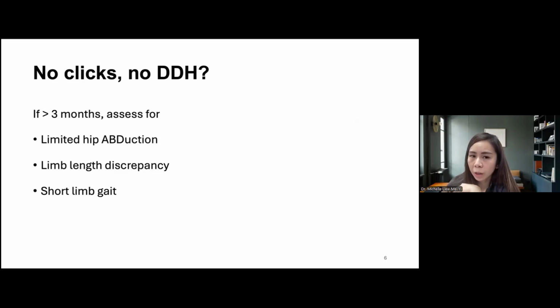So what if in your examination there's no click? Is it not DDH then? The Barlow and Ortolani tests are only valuable during the neonatal period, but they usually become negative by 3 months of age. Once the infant is more than 3 months, if the femoral head is subluxated or dislocated, the adductors and the flexor muscles gradually develop contractures. So the most common physical finding in older infants with DDH is limited abduction of the hip. Walking age children will present with limping, short limb gait, and limited hip abduction.